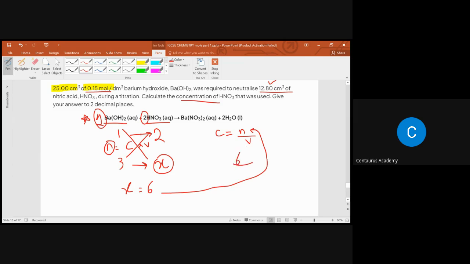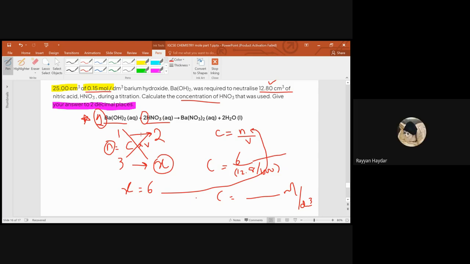So 6 divided by the volume. This volume is already given to you, which is 12.8 divided by 1,000. Since it is in centimeter cube, you have to convert it into decimeter cube. Then you find the answer using your calculator, where concentration equals moles divided by volume. The answer will be in moles per decimeter cube, since you have converted the centimeter cube volume into decimeter cube. The instructions particularly say that your answer must be to 2 decimal places, which means you have to round it off to 2 decimal places.